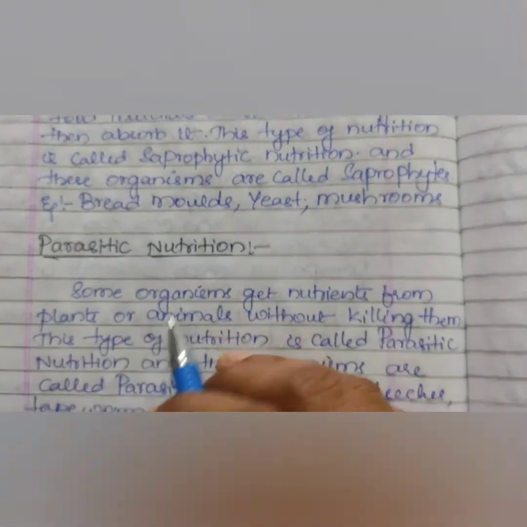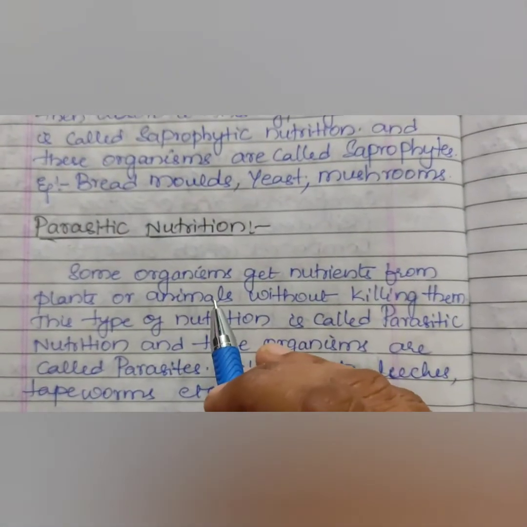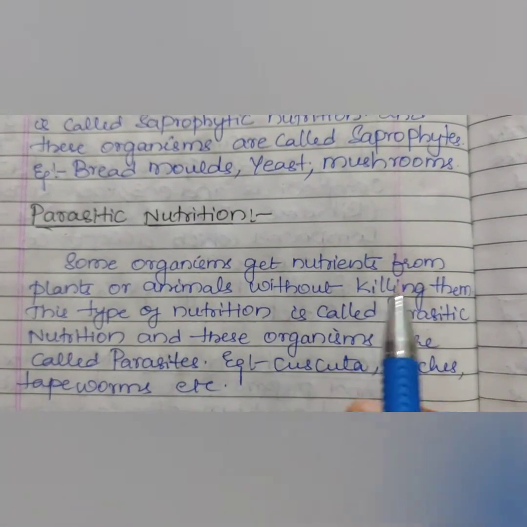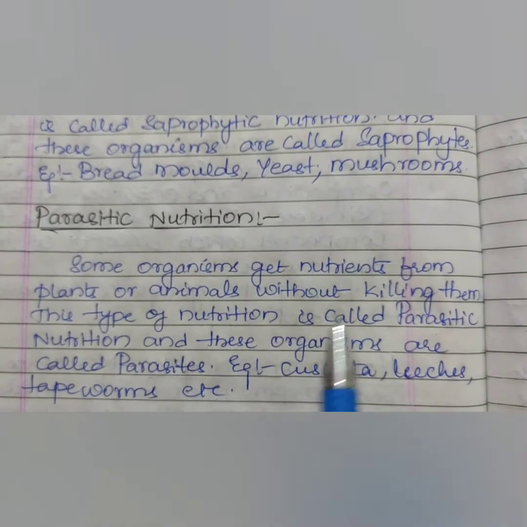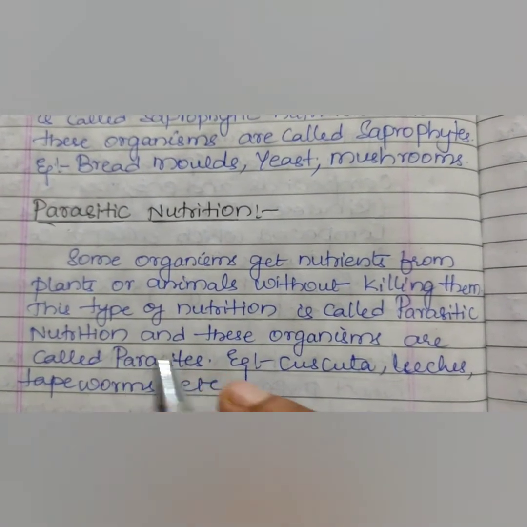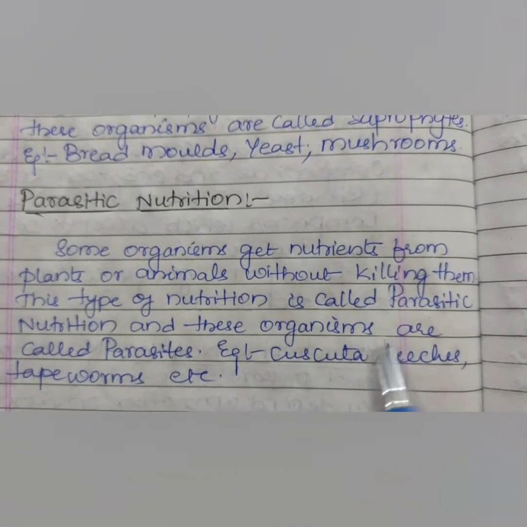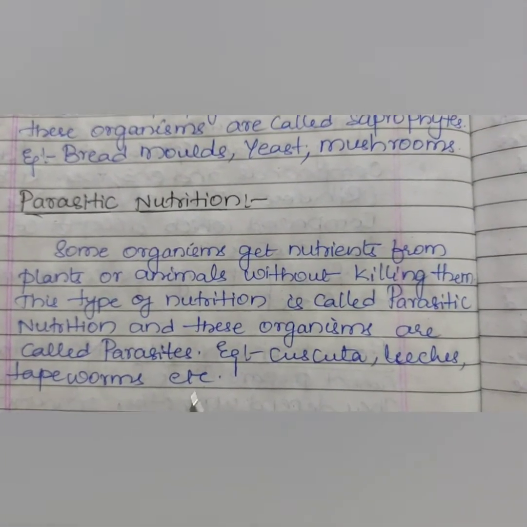Next comes the parasitic nutrition. Some organisms get nutrients from plants or animals without killing them. This type of nutrition is called parasitic nutrition, and these organisms are called parasites. Examples are Cuscuta, leech, tapeworms, etc.